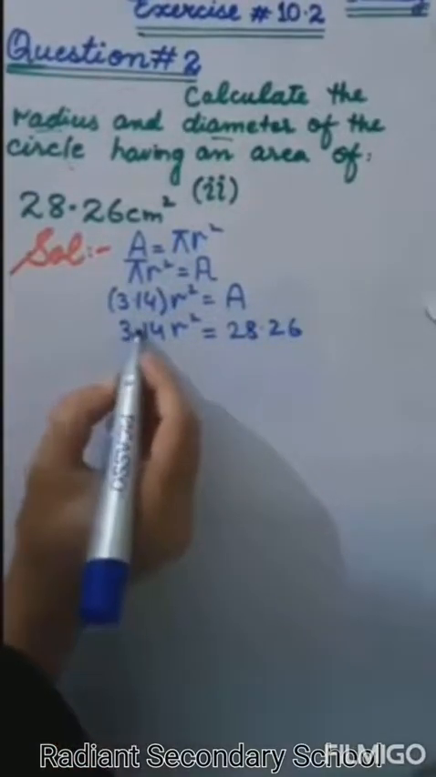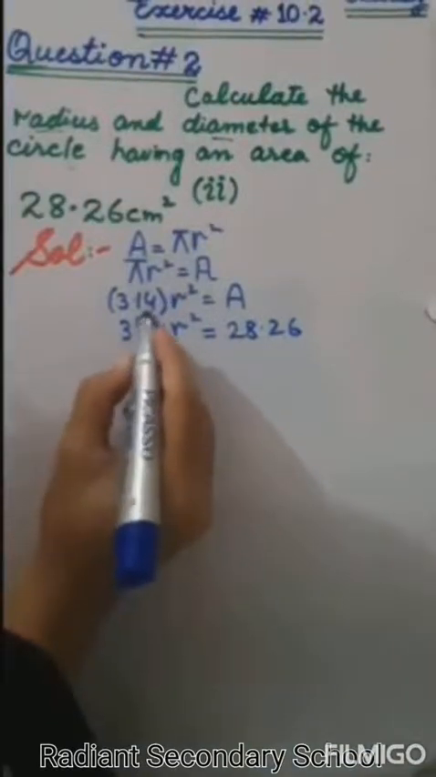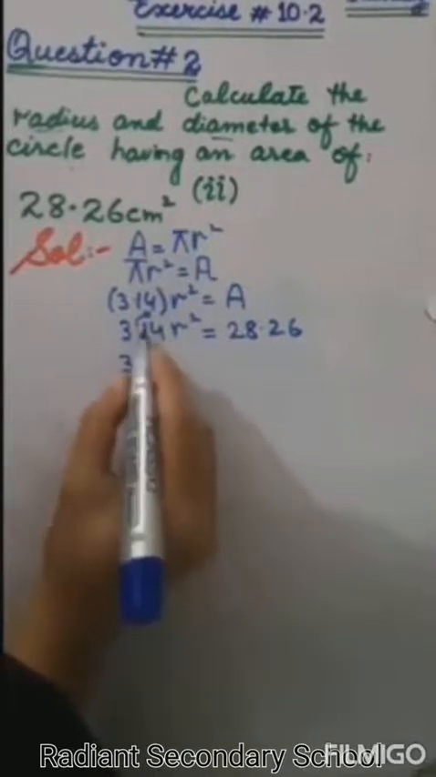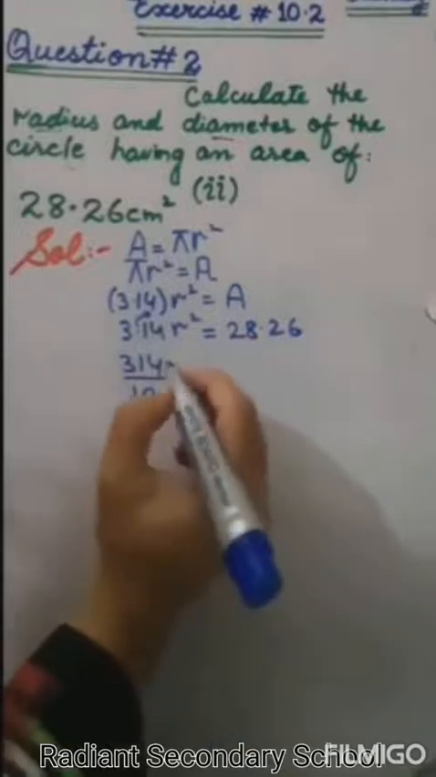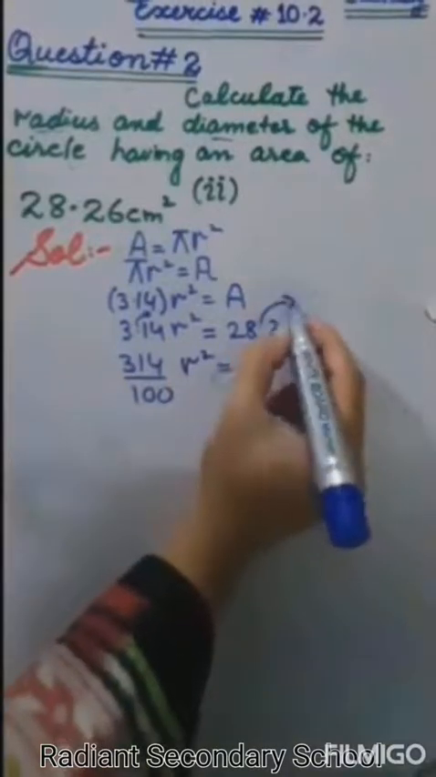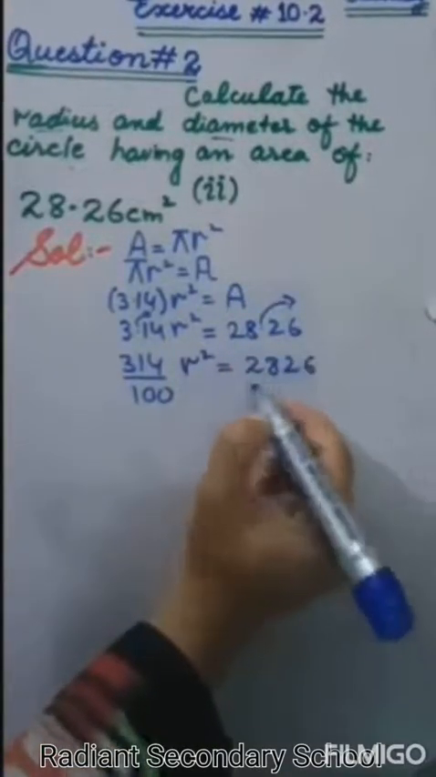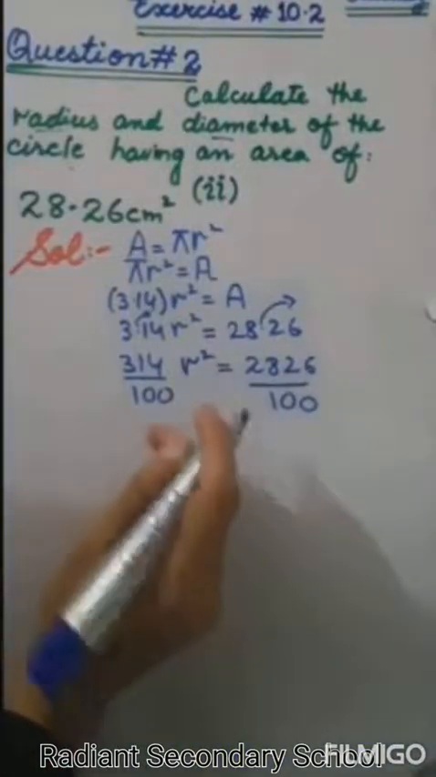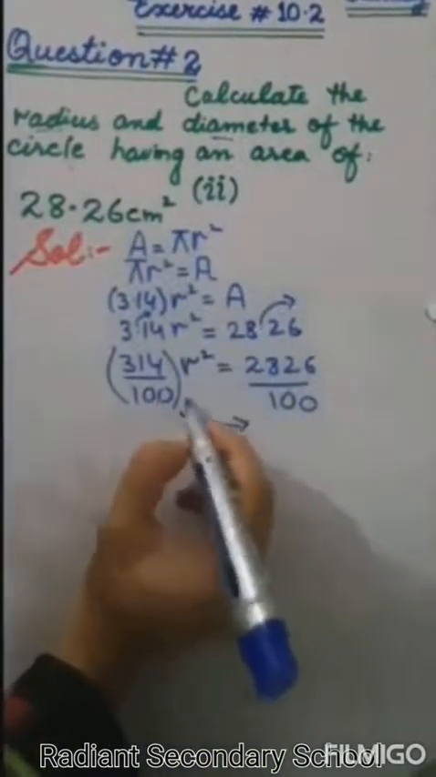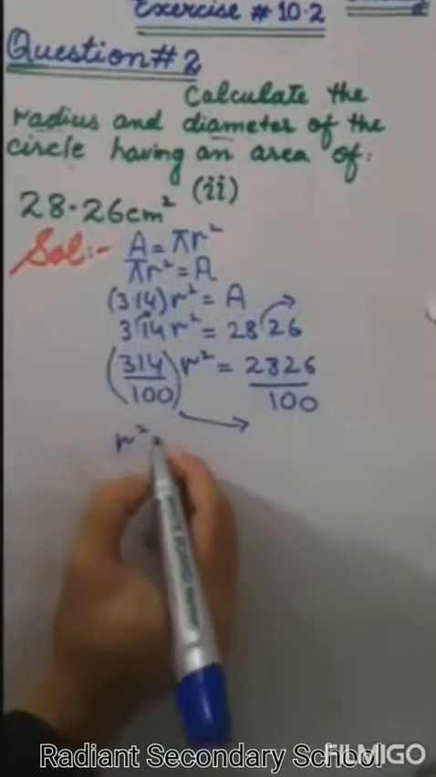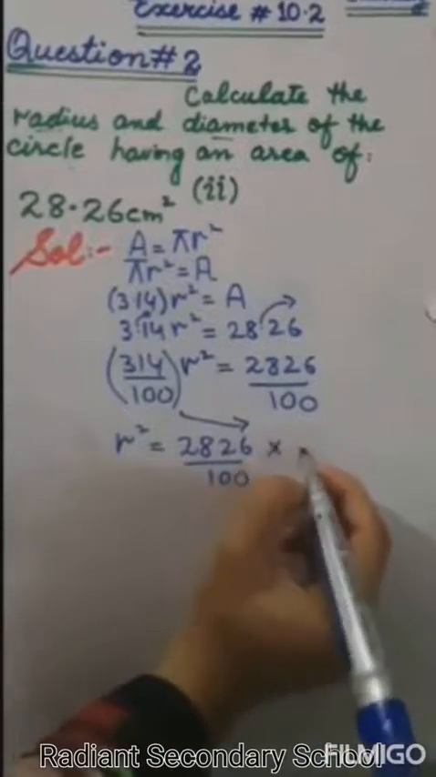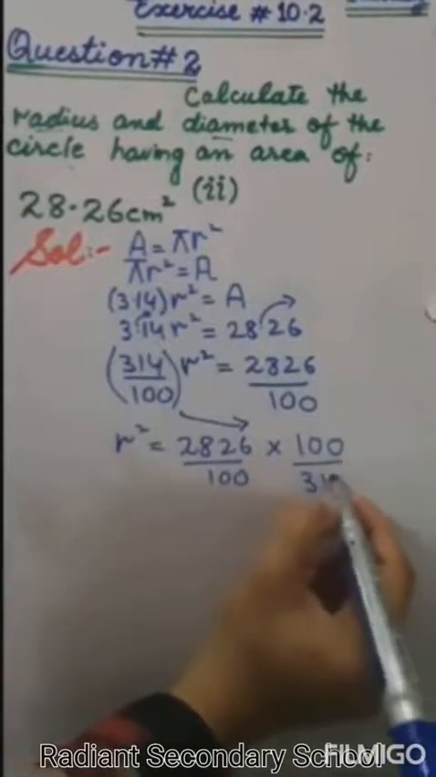Now remove this decimal. You know from the previous classes how we remove the decimal. 314 over 100. In the place of the decimal I have put 1, and 2 digits are there, so you have to put 2 zeros here. R square is equal to, from this we have to remove the decimal as well, 2826 over 100. Now you have to take that fraction to the other side. When we take that fraction to the other side, it becomes its reciprocal. 2826 over 100 multiplied by 100 over 314.